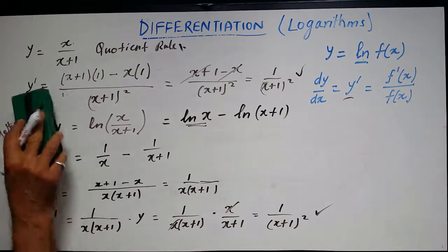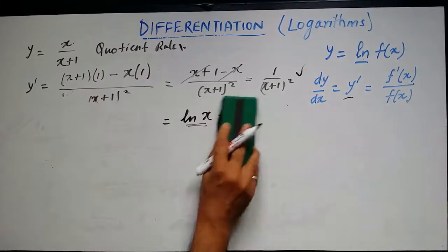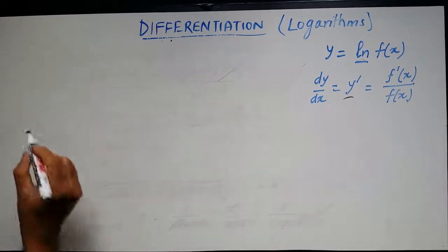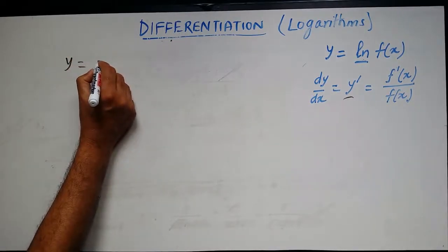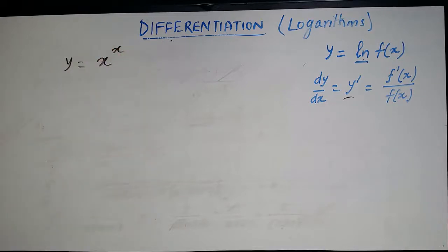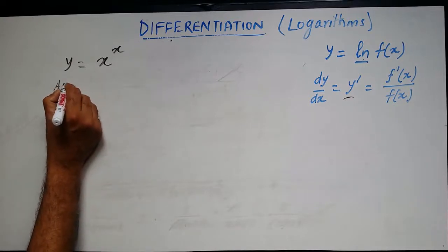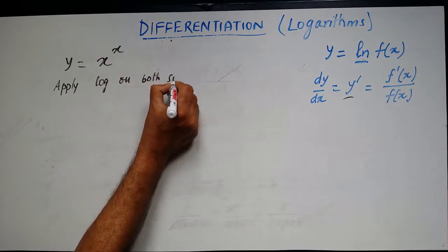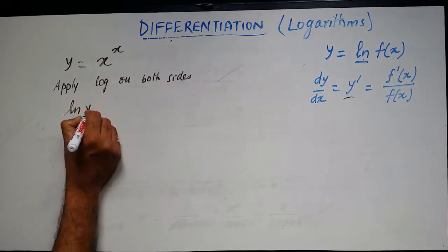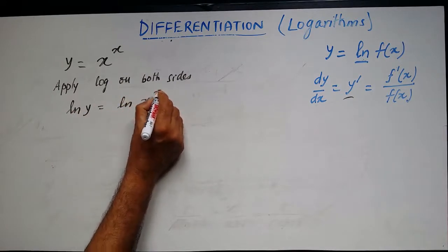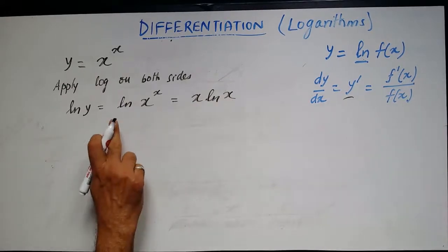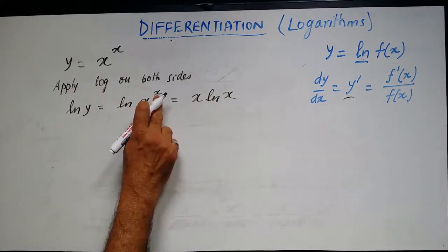Let's take another example to make things more clear. Let's say y is equal to x to the power x. In order to solve this, we will apply the logarithm on both the sides. So we get ln of y is equal to ln of x to the power x, which is the same as x ln x, applying the rule that the logarithm of anything to a power is the power times the logarithm of that number.